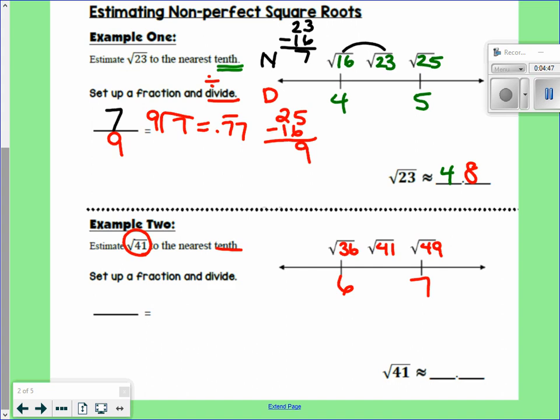All right, and how do we get our numerator? Good. 41 minus 36 is? Oh, 5, sorry. I didn't hear you. And then how do we get our denominator? 49 minus 36. Subtract the two perfect squares, yeah. And you get 13. And then how do we convert that to a decimal? Divide.